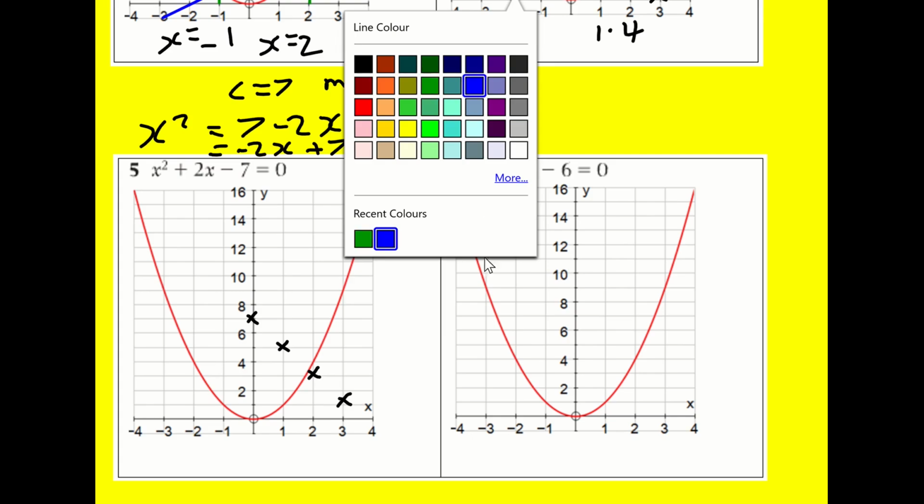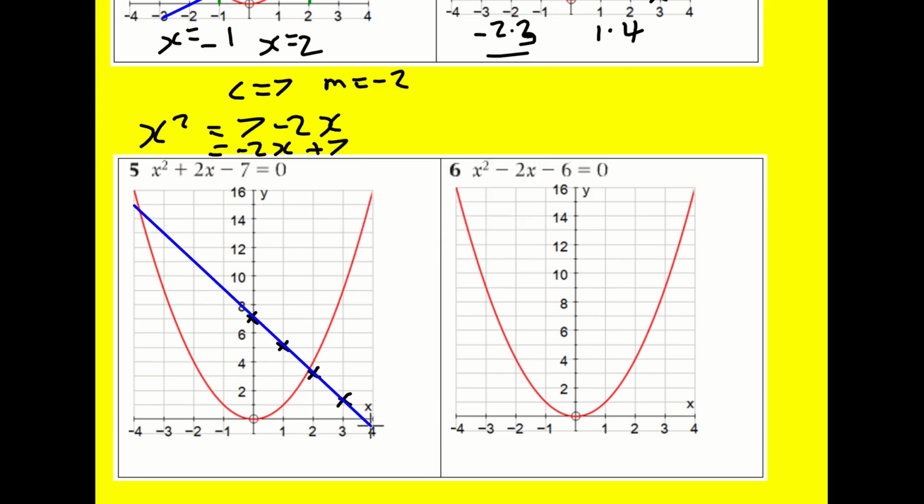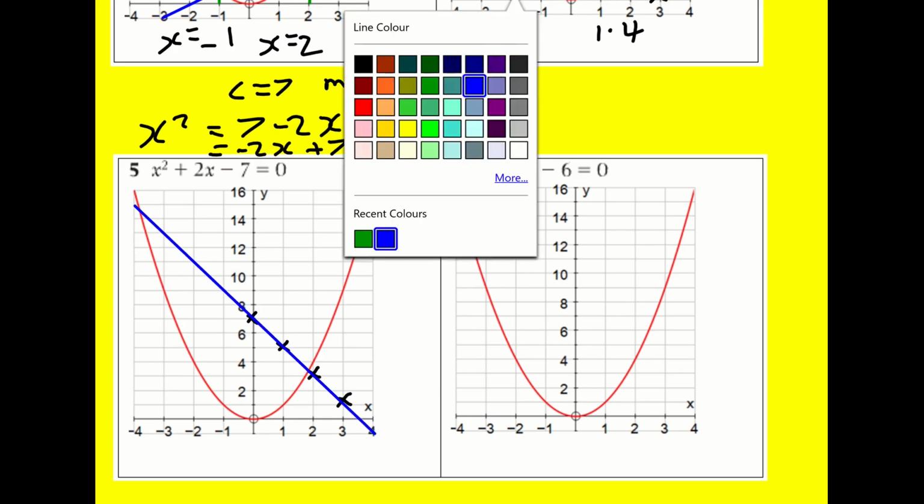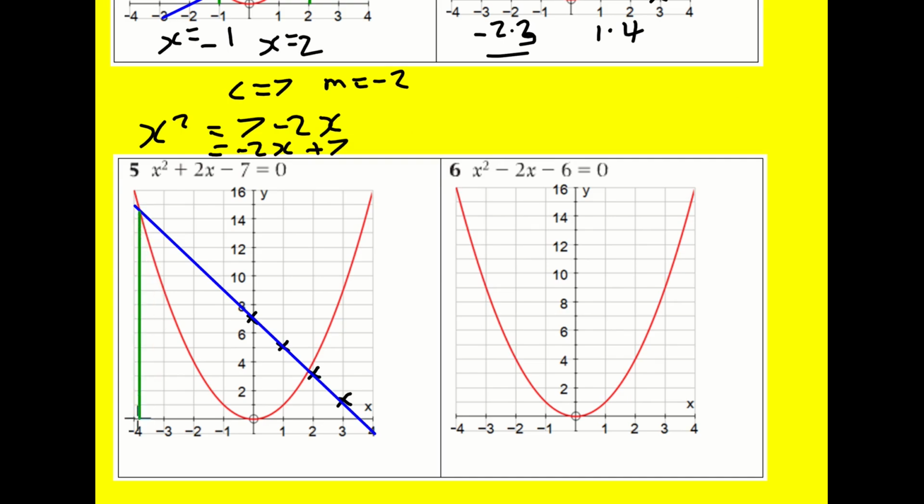Blue line. Just got to be careful here. That looks right. Okay. Green line to help me out. Just touch it. It does meet it again. You might be interested to think, will we always get 2 solutions? Are there cases where we won't? That's actually a bit beyond GCSE, but it's something looked at at A-level.